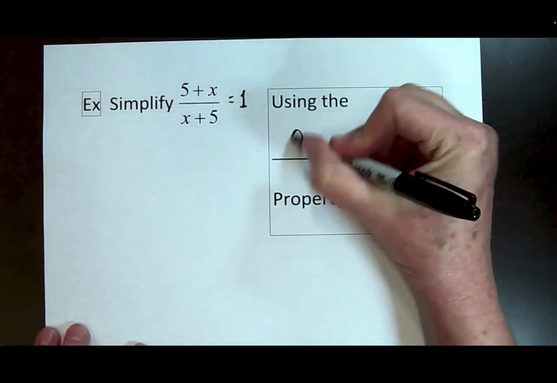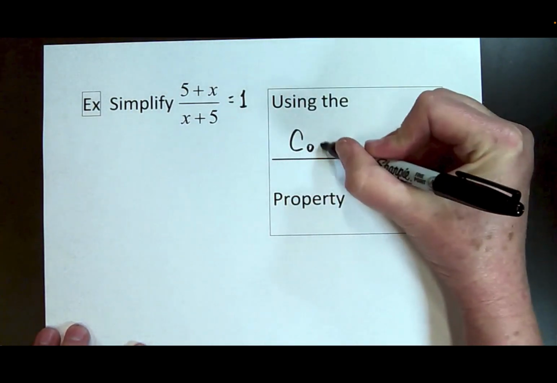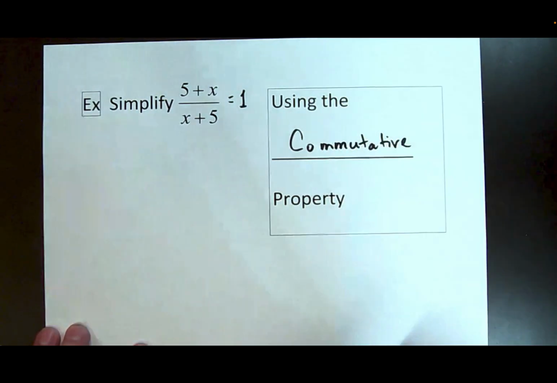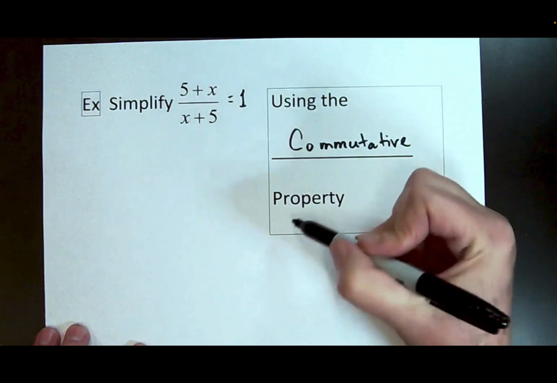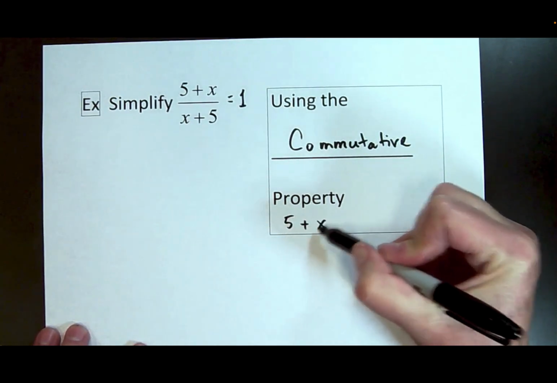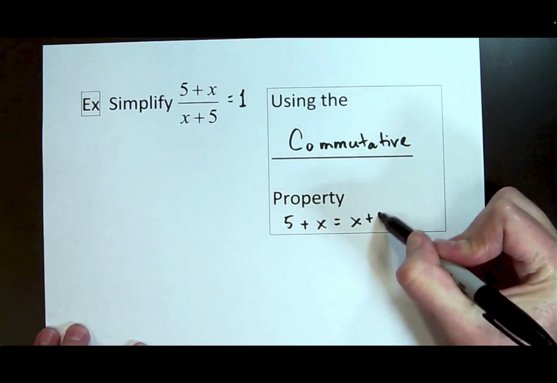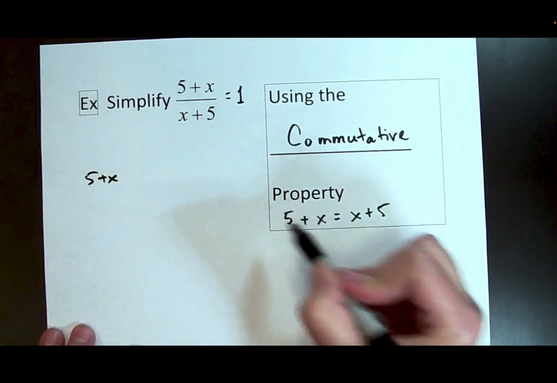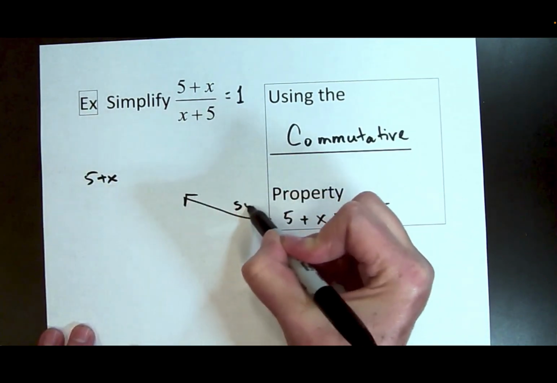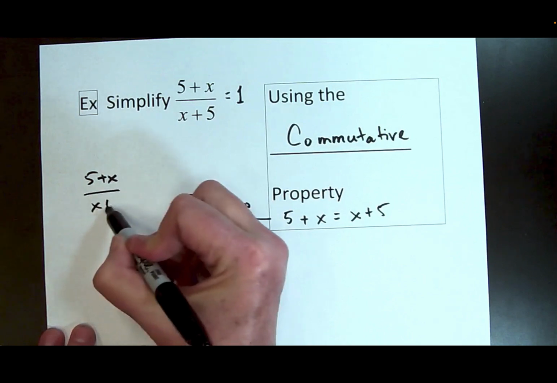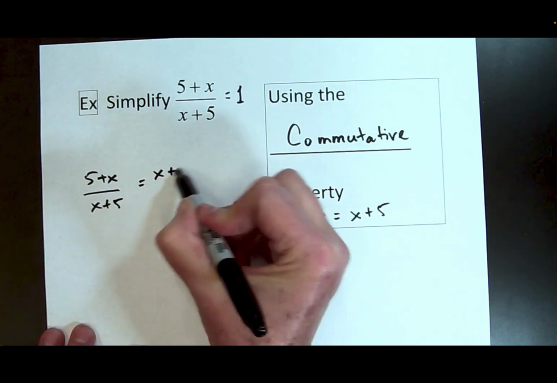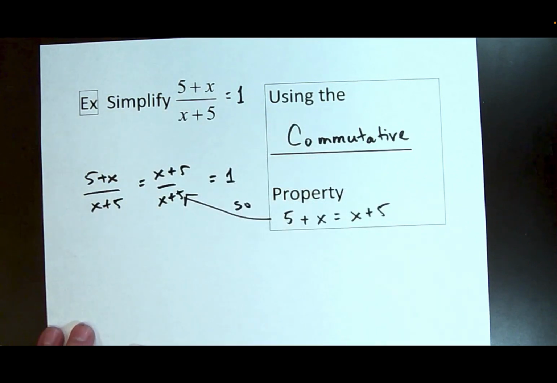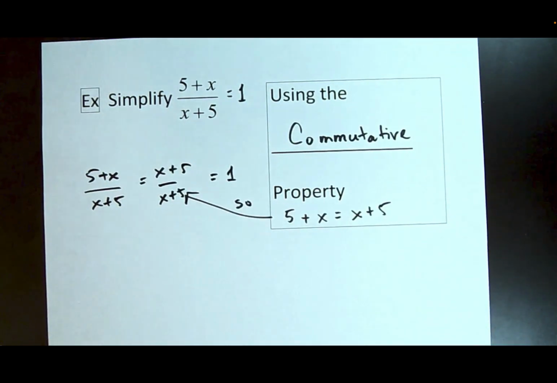Because we're using the commutative property when we do that, because 5 plus x is the same thing as x plus 5, right? So 5 plus x over x plus 5 is the same thing as x plus 5 over x plus 5, which is a 1. Okay, and you don't have to write all this. I just want to make sure you understand it.